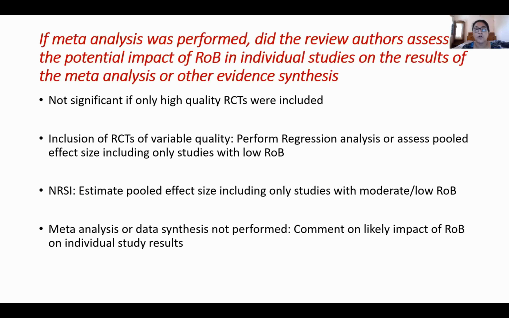And in some cases, the meta-analysis data synthesis may not be performed. Then also the author should at least include some comments on the likely impact of the individual study results. So if they have not been able to combine, then at least for the impact of each individual study, there should be a few comments regarding each individual study. Did the review authors account for risk of bias in individual studies when interpreting or discussing the results of the review? So while interpreting or discussing the results, did they take the risk of bias into account?